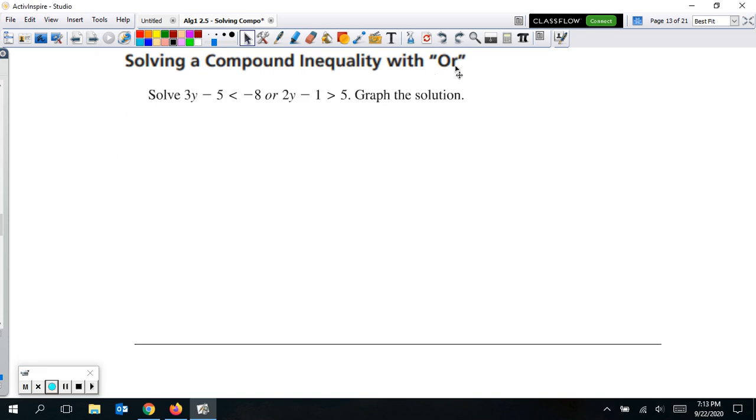They're also going to solve ones with the word "or." If it has the "or," we will see the "or." And it's going to be two separate inequalities. We'll solve them separately, and then our shading will be going opposite directions from those two.